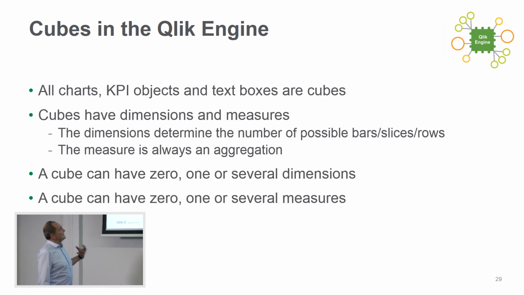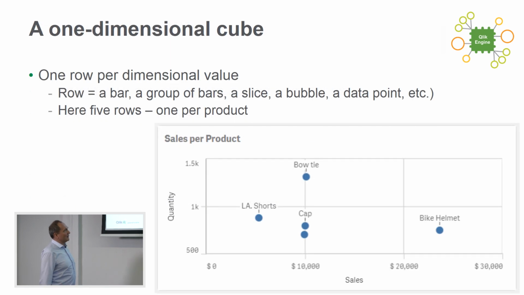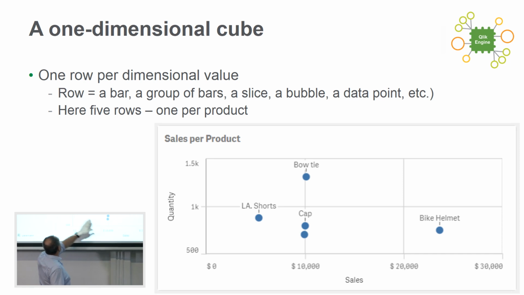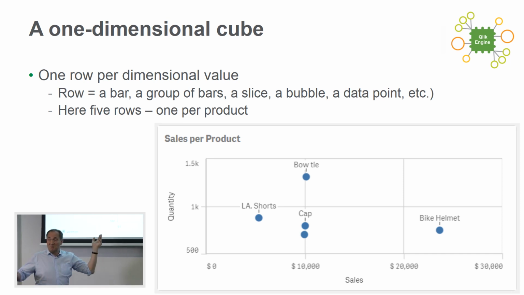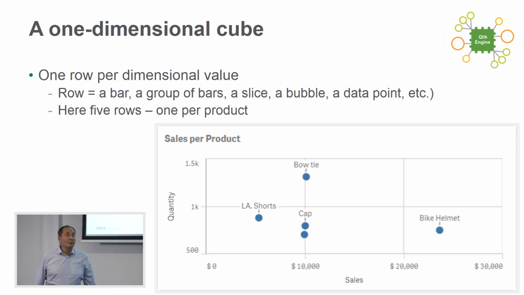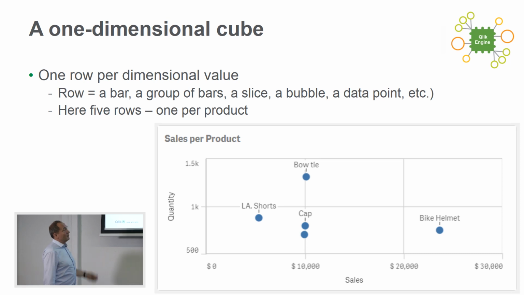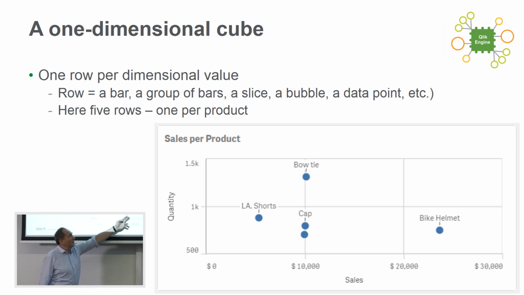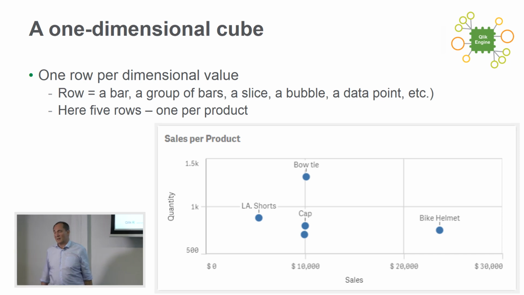First of all, a standard cube could be visualized like this. Here we have a scatter chart, we have our 5 products, and each product has a sales amount and a quantity. It's a scatter plot. It's a one-dimensional scatter plot because you only have one dimension. And you can just as well visualize this scatter plot as a bar chart or as a table. Doesn't matter. It's the same thing for the engine, same numbers.